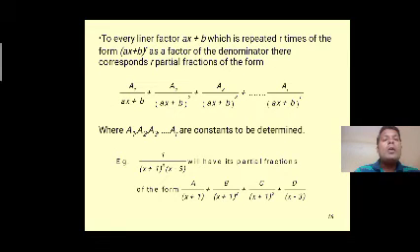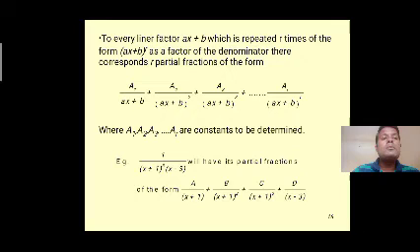Example, 1 by (x + 1)³(x − 3) will have its partial fraction of the form... How to write this one? Here, how many factors? Two factors in the denominator part. One factor is repeated 3 times, another factor only 1 time. So how to write the partial fraction format? You see here, A by (x + 1) plus B by (x + 1)² plus C by (x + 1)³ plus D by (x − 3).